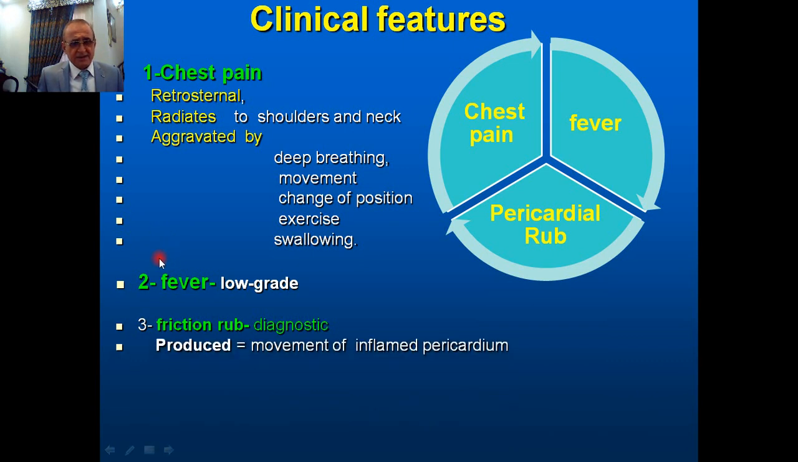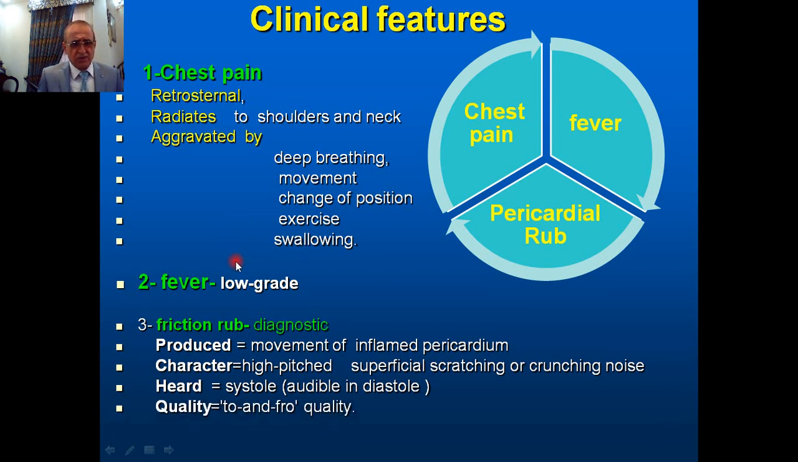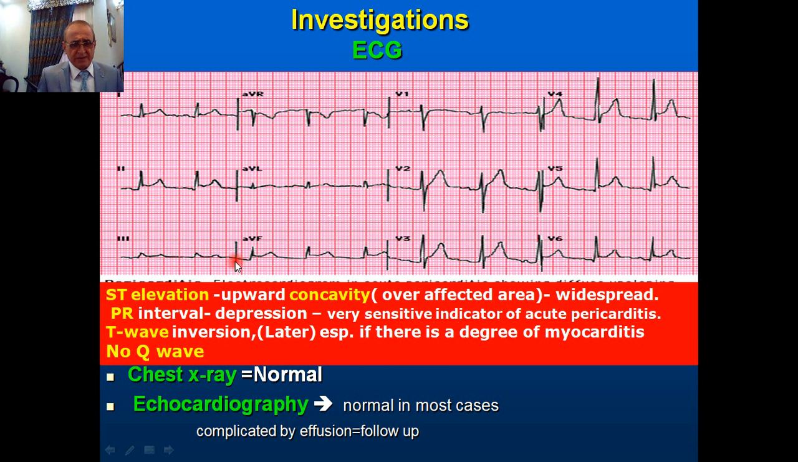This is a sound produced by movement of the inflamed pericardium. When both pericardial layers move together, they produce a sound. The character of this sound is a scratching or crunching sound, as if you put your stethoscope on, say, the clothes of the patient. It's a high-pitched superficial one, heard in systole, but you can hear it also in diastole. It has a to-and-fro quality.